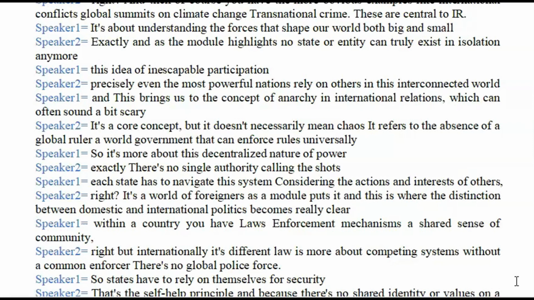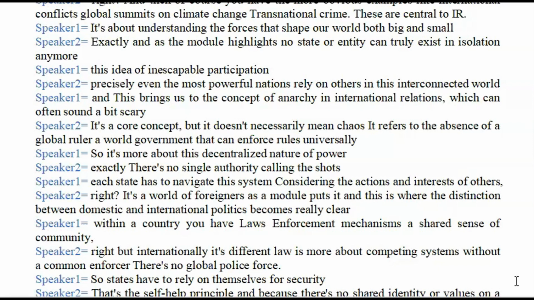So it's more about this decentralized nature of power. Exactly. There's no single authority calling the shots. Each state has to navigate this system, considering the actions and interests of others. Right. It's a world of foreigners, as the module puts it. And this is where the distinction between domestic and international politics becomes really clear. Within a country, you have laws, enforcement mechanisms, a shared sense of community. Right. But internationally, it's different.